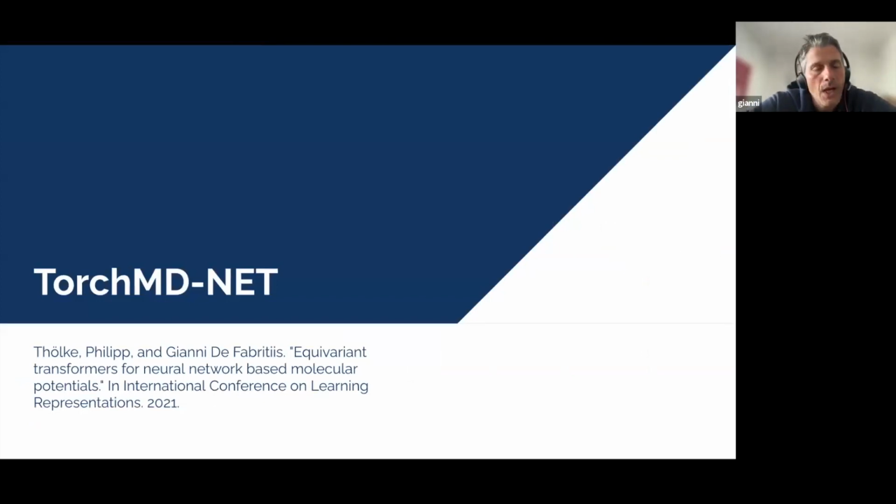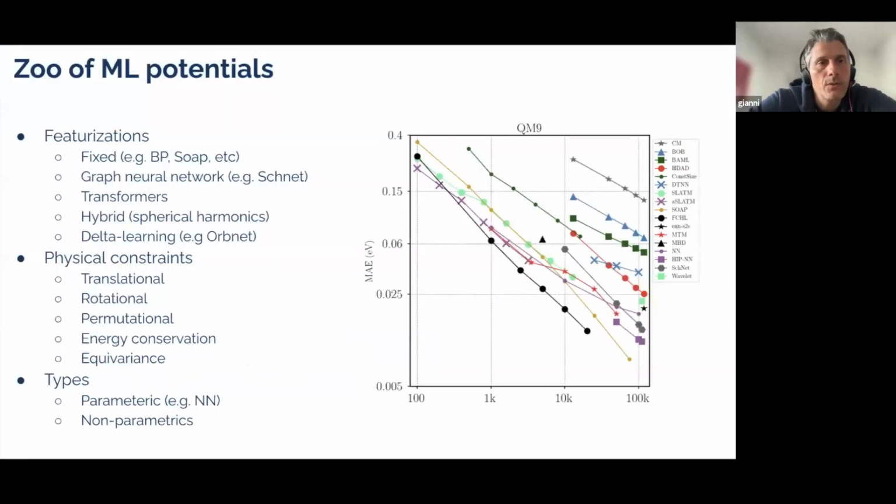TorchMD-Net. One of the things that you need is some sort of representation. You have Cartesian coordinates for your atoms, and you have an energy at the end, and you want a very good representation model. There were featurized representation models with a simple multilayer perceptron afterwards, like ANI. There are graph neural networks and so on and so forth.